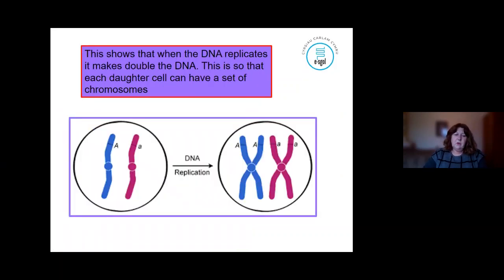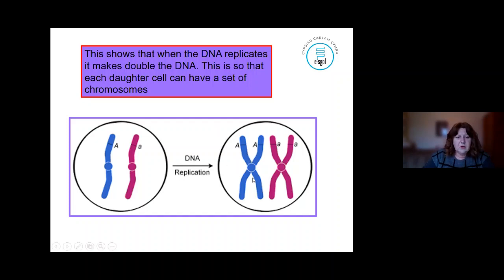Now, I just want to mention that before cell division occurs, the DNA needs to replicate, and that means it needs to make copies of itself. So you can see from this image here that we've got 2 chromosomes. And just to help you figure it out a little, I've got 2 alleles on here. This is the big A allele on the blue chromosome, and then there is the little A allele on the pink chromosome. Before any cell division occurs, we have to double the DNA so there's enough DNA in the daughter cells that are formed. And you can see this is what's happened here.